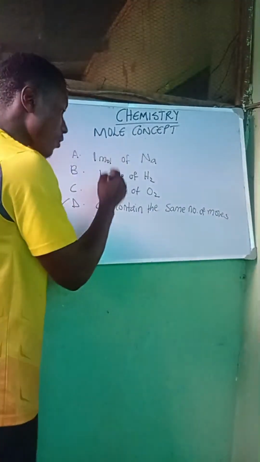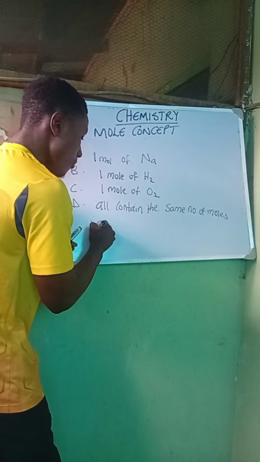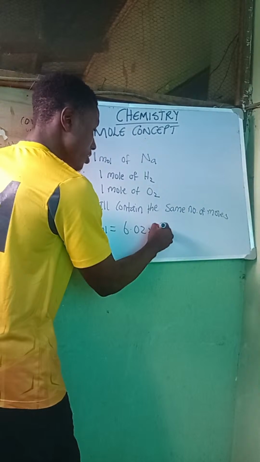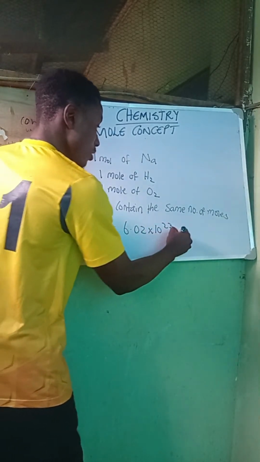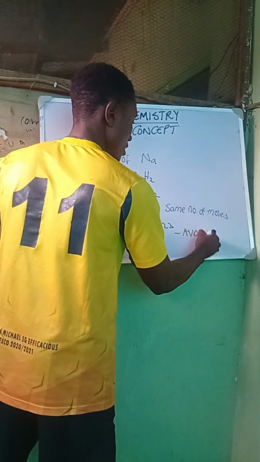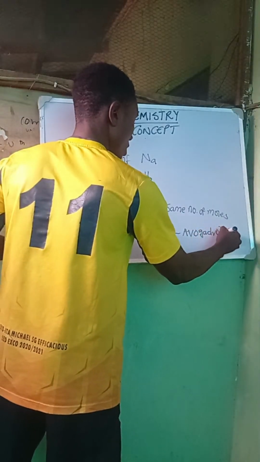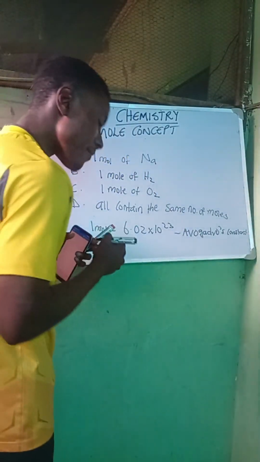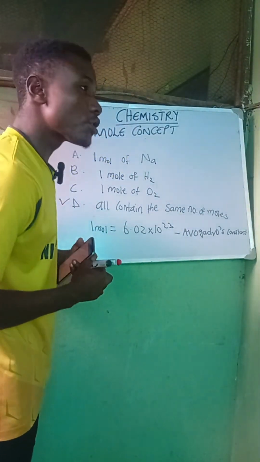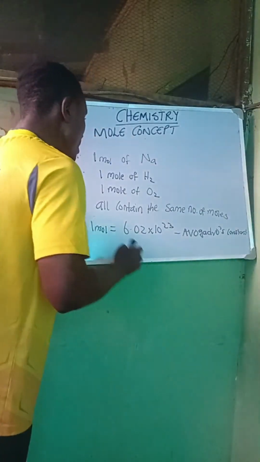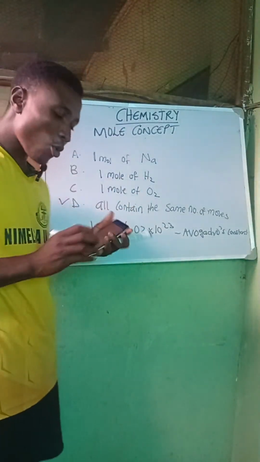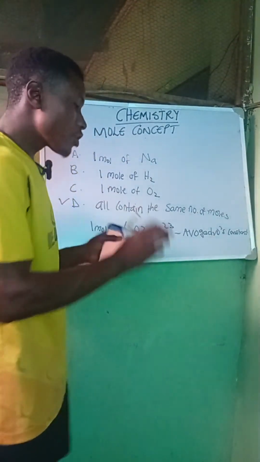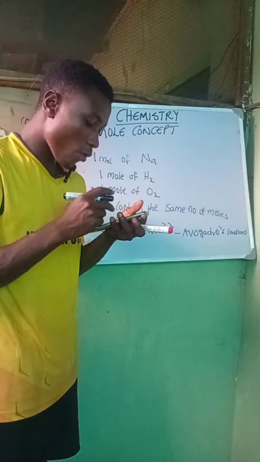1 mole of a substance equals 6.02 times 10 raised to the power 23, and this is what we call Avogadro's constant. So all of them are the same, be it 1 mole of nitrogen or 1 mole of fluorine. They all contain the same number of particles, 6.02 times 10 raised to the power 23.